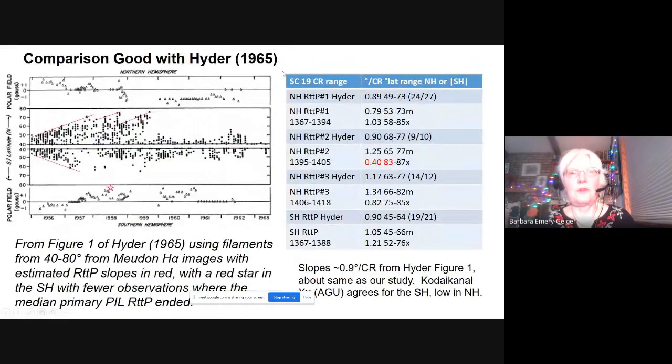We did another final comparison. This is with Hyder. What he did is he took Meudon H-alpha data and put in all of the filaments that he saw between 40 and 80 degrees. And we see actually 1, 2, 3 rush to the poles, which we saw also. And then this is the non-rush period from solar max to solar min. Now in the southern hemisphere, he had less coverage. So we actually ended our rush to the pole at this star, whereas I quit the slope right here. But even so, we did pretty well in this, comparing number 1, number 2, number 3, and then the southern hemisphere. So pretty nice.